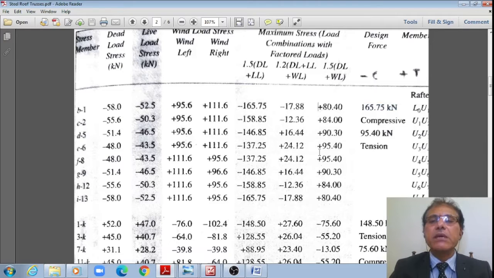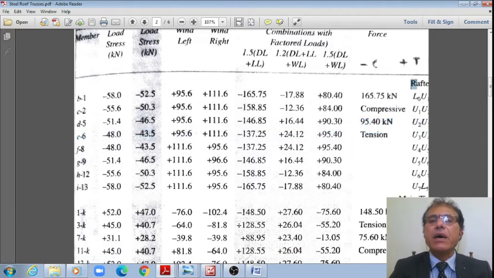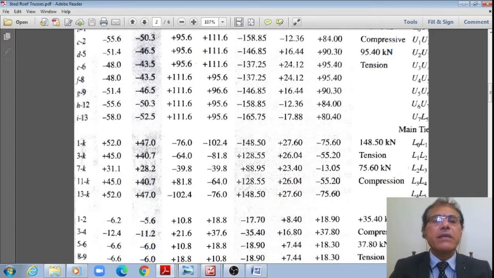Even now we'll see where I'm getting the maximum plus value. Therefore, now you can see that the maximum plus value is encountered in this U3, U7, sorry, U3 U4, I'm sorry, right? That plus indicates a tension. Therefore, I would have the design tension as 95.4 kilonewton as the design forces in the rafter or top chord member.